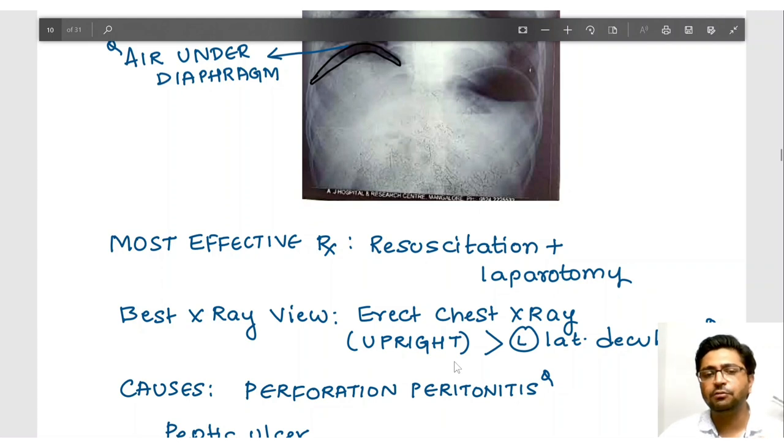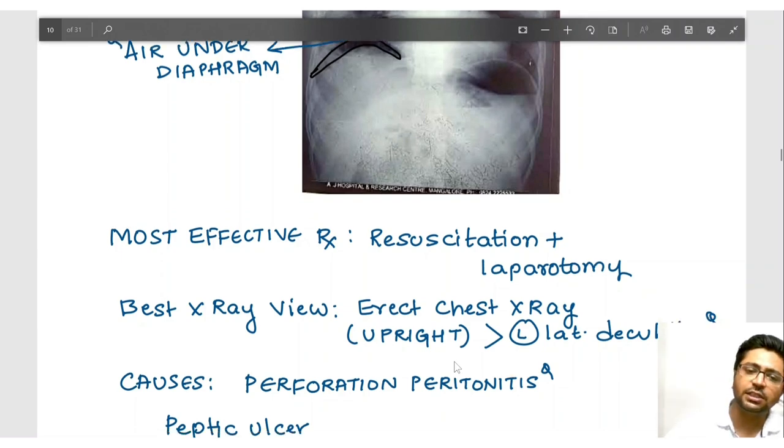Which is the best view? So the best view would be an upright chest X-ray. If the patient is not able to stand erect, then left lateral decubitus is the next best view which you can avail. The other view is the supine view.